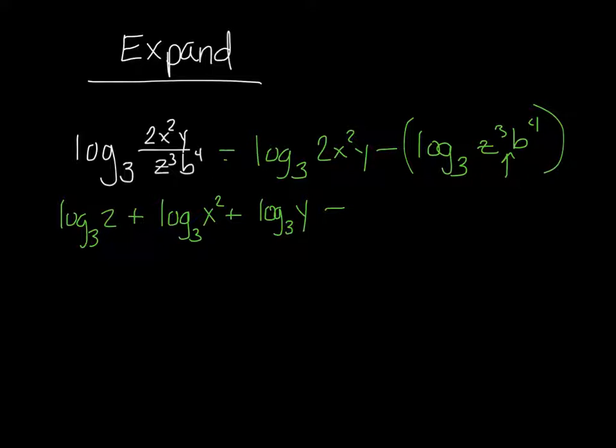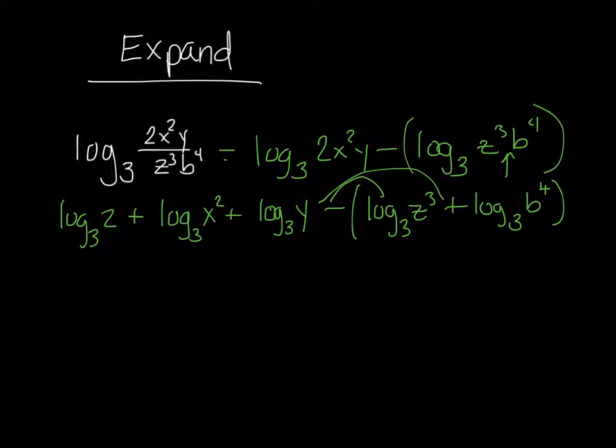Because I'm minusing all of it, I am going to put a parenthesis and do my plussing still, z cubed plus log base 3 of b to the fourth. But technically, this minus needs to be distributed to both of them. And so technically, they're both going to have a minus once I'm done here. And the last thing I need to do is take care of my exponents. Notice I have these exponents here. Okay, those need to go out in front.